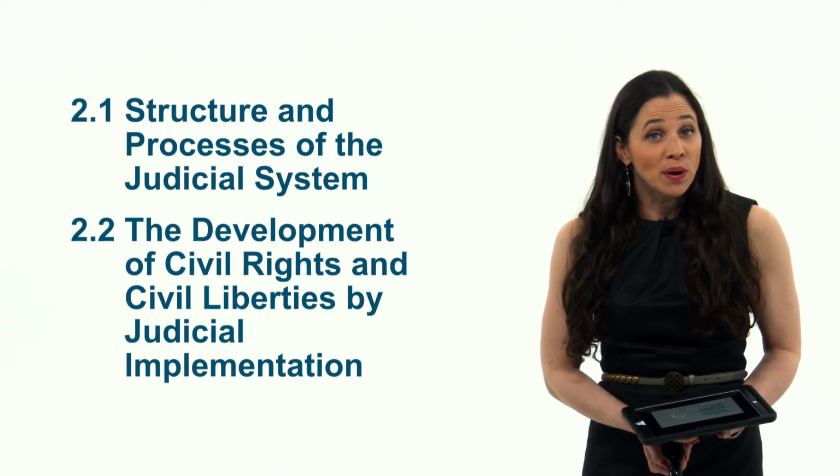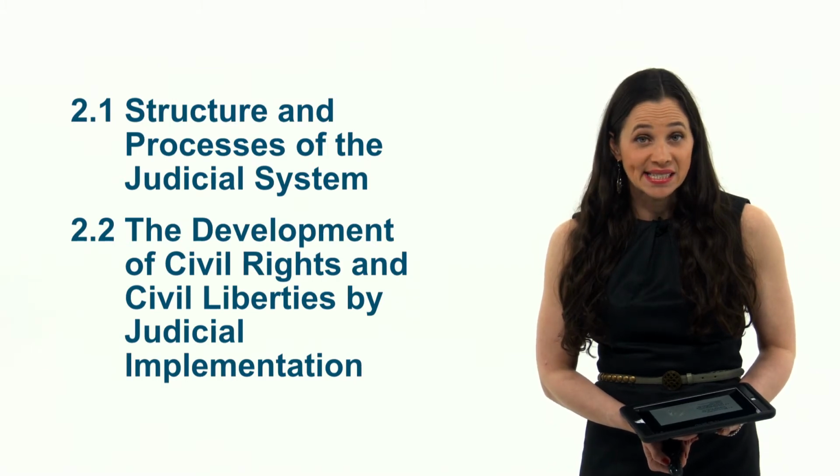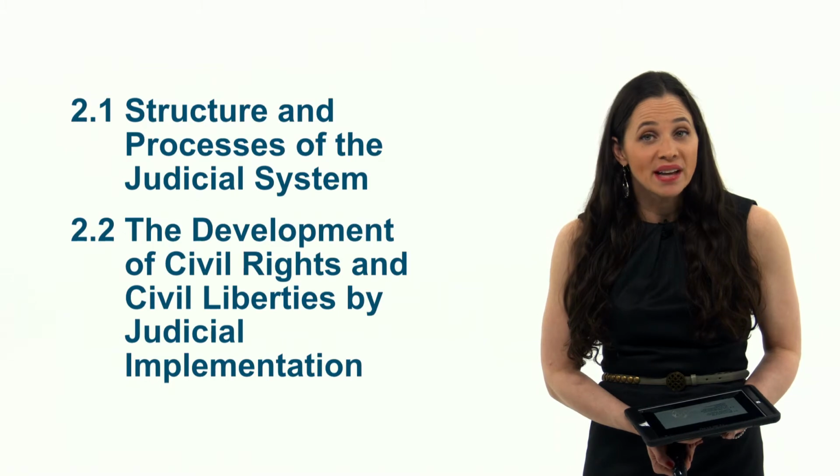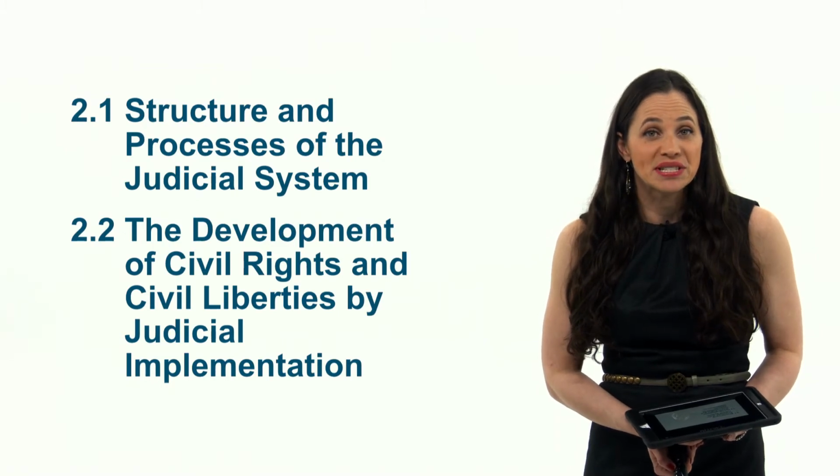In Section 2.1, we'll talk about the structure and processes of the judicial system. We'll learn about the evolution of the Supreme Court and the different types of rulings it issues.